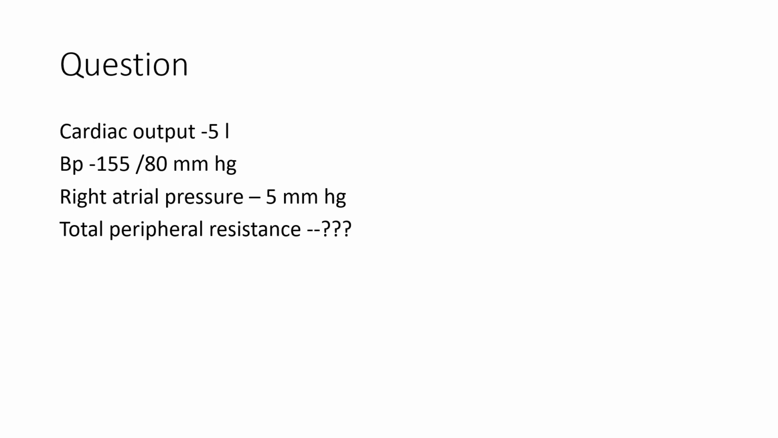So guys, I've got a question. In this question we have got the cardiac output, which is 5 liters. BP is 155 by 80 mmHg. Right atrial pressure is 5 mmHg, and they are asking us to find the total peripheral resistance. So pause and try to answer this question.